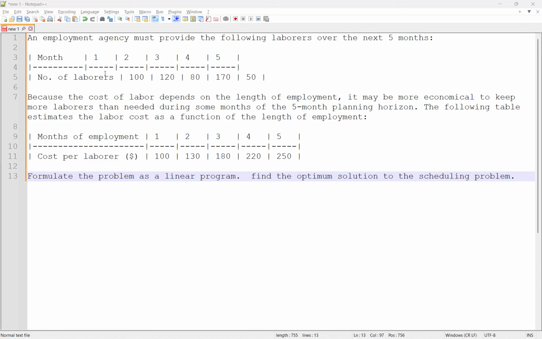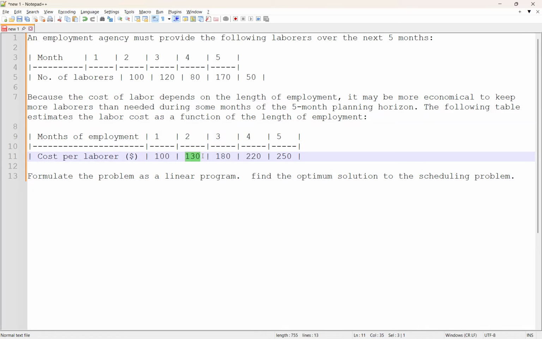So they have given the demand, and for each month there is an individual demand: month 1 is 100, month 2 is 120, and so on. Because the cost of laborers depends on the length of employment. So this is a keyword. The length of the employment determines the payment. Suppose an employee is hired for 1 month, the payment is $100 per employee. If they hire for 2 months, then it is 130.